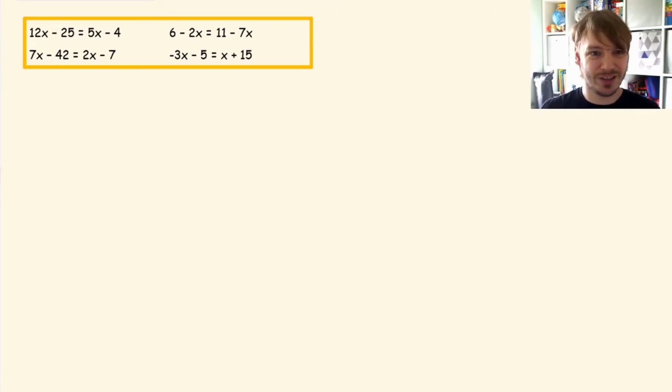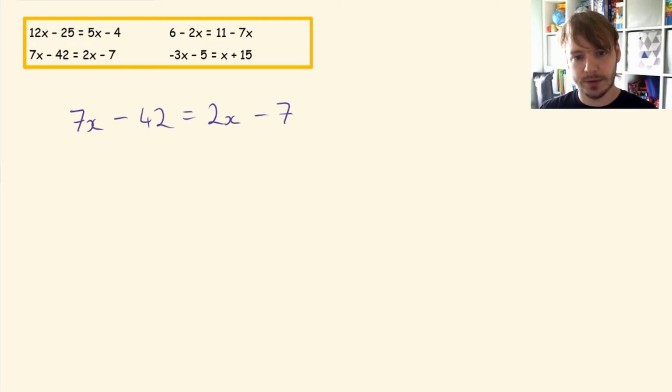These are a bit trickier because there's an x on both sides of the equation. So if I look at 7x minus 42 equals 2x minus 7, I still want to aim for x equals down the bottom, but now I've got x's in both places. So my first job is to pick one of these to get rid of, and the trick is always to just get rid of the smallest one. So I want to get rid of my 2x, and I'll do it by subtracting.